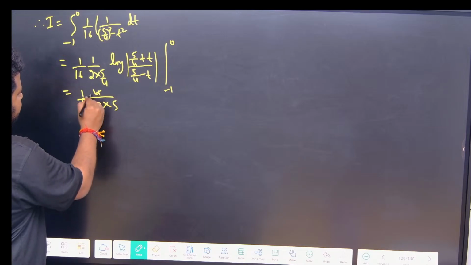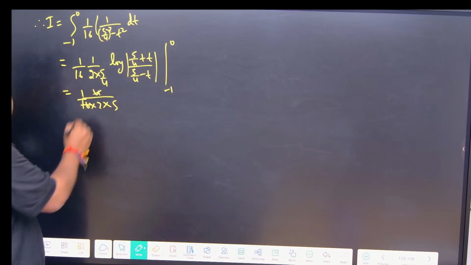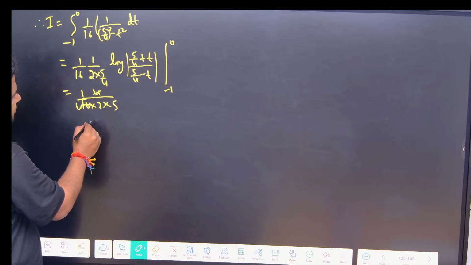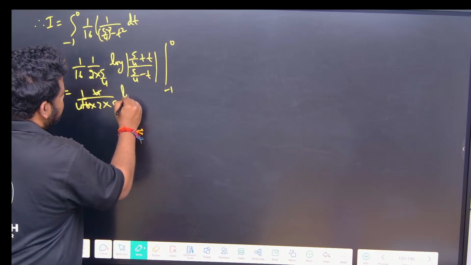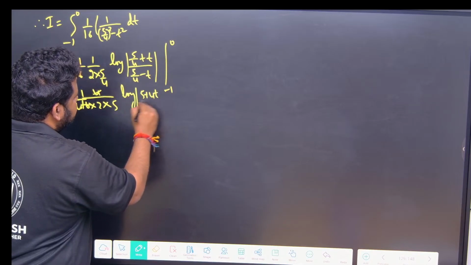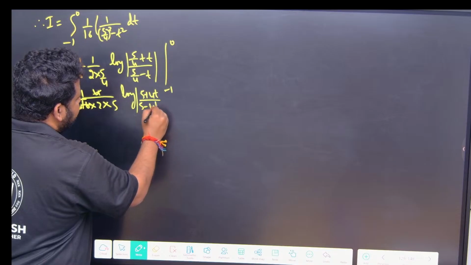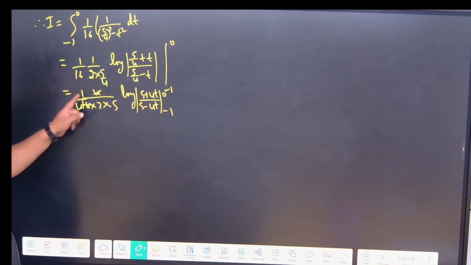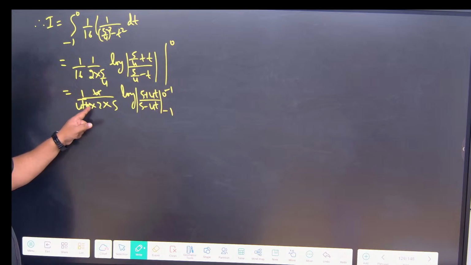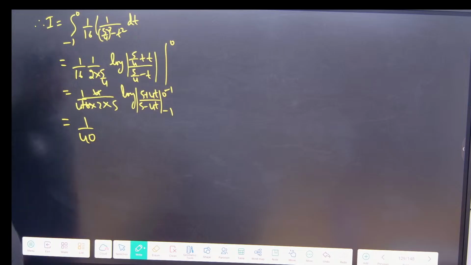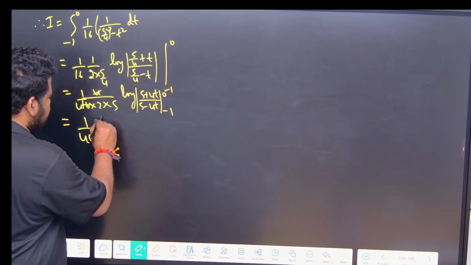Now what will happen? 4 ones are 4, 4 2s are 8, 8 5s are 40. Let it be like this. Now if I take the LCM here, this will become log of (5 plus 4t) divided by (5 minus 4t), since the 4 and 4 get cancelled, from minus 1 to 0. Here 4 2s are 8, 8 5s are 40, so we have 1 by 40 into log of 5 plus 4t.